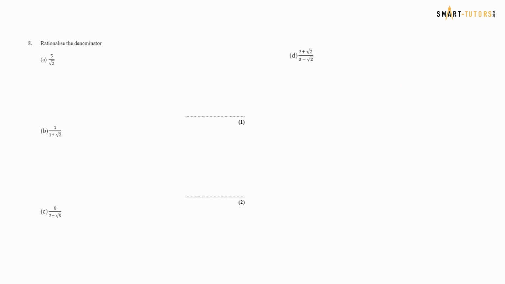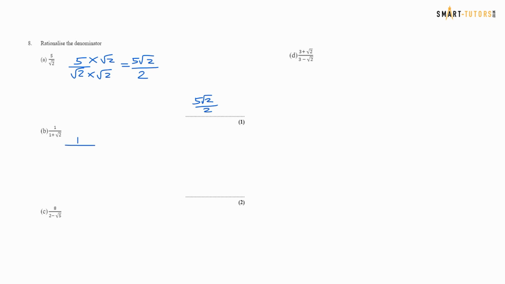Question number 8. Rationalize the denominator. So 5 over root 2 times root 2 over root 2. So the answer is going to be 5 root 2 over root 2 times root 2, which is 2. So that is the answer, 5 root 2 over 2.